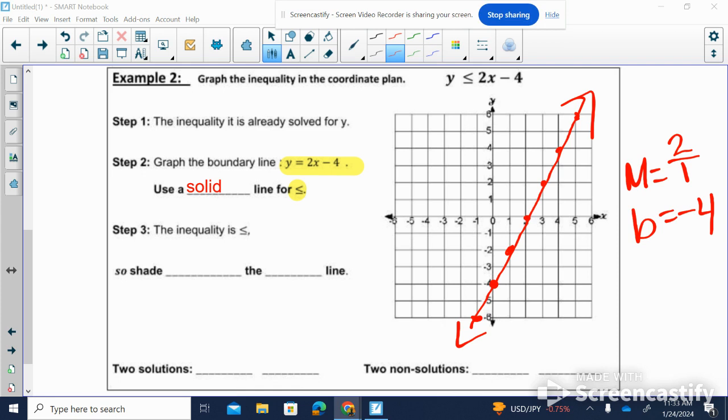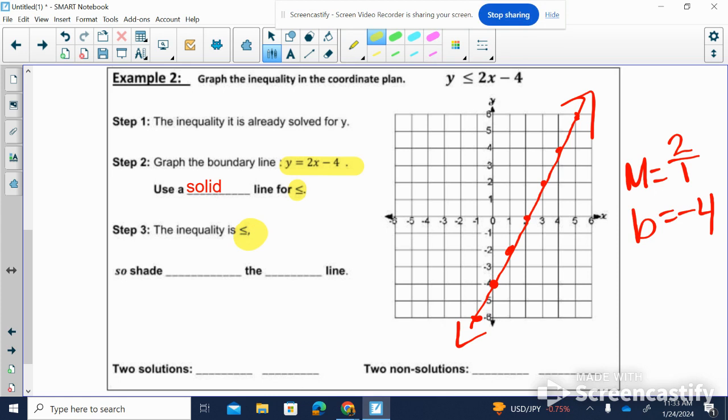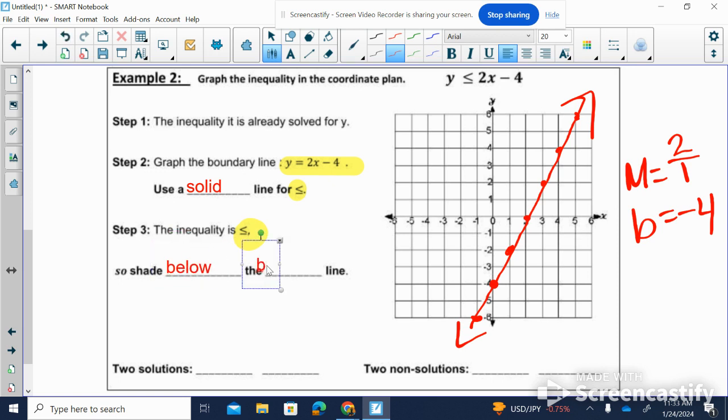So from here, step 3, we are also again focusing on this inequality symbol. But now that we have the line, we have to decide which way we are shading. So because it is a less than or equal to, we are going to shade below the boundary line.